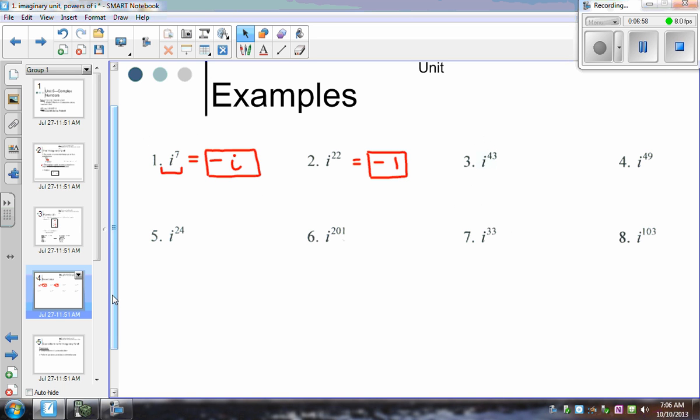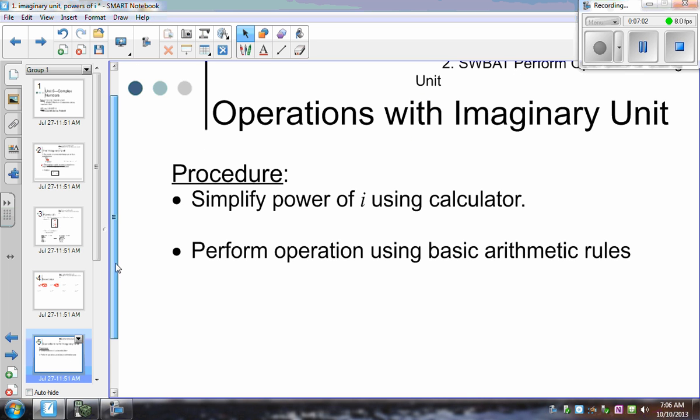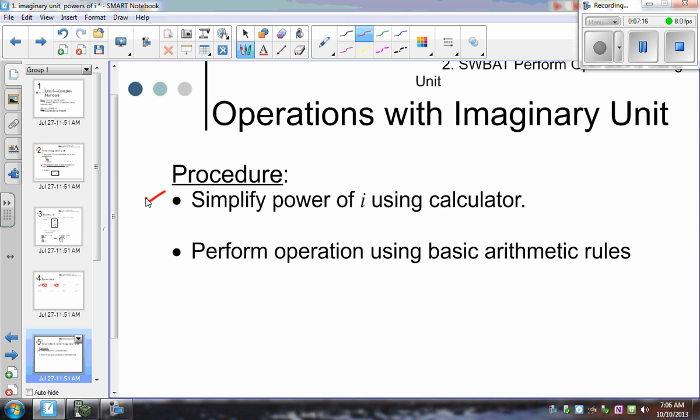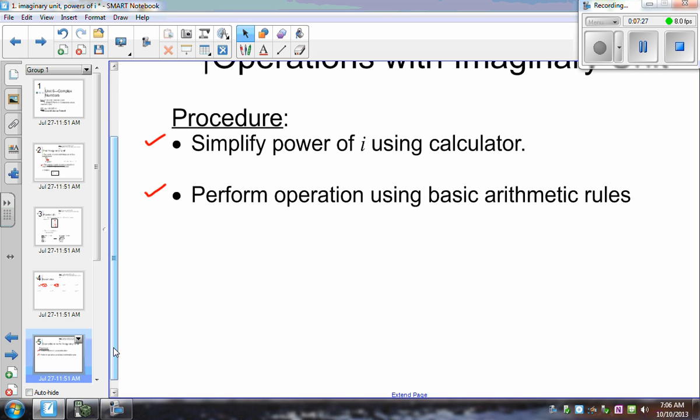All right, so now that you've tried your powers of i, we can actually do operations that use the imaginary unit and different powers of i. It's a pretty simple process. We're going to first simplify the power of i using iPart, as we just saw, and then whatever arithmetic we have, whether it's addition, subtraction, multiplication, or division, we're just going to do. Once we take care of the power of i, you're left with a pretty basic operation to do.